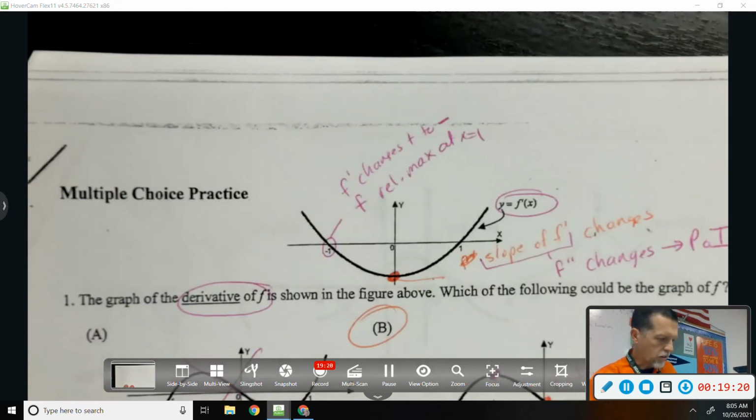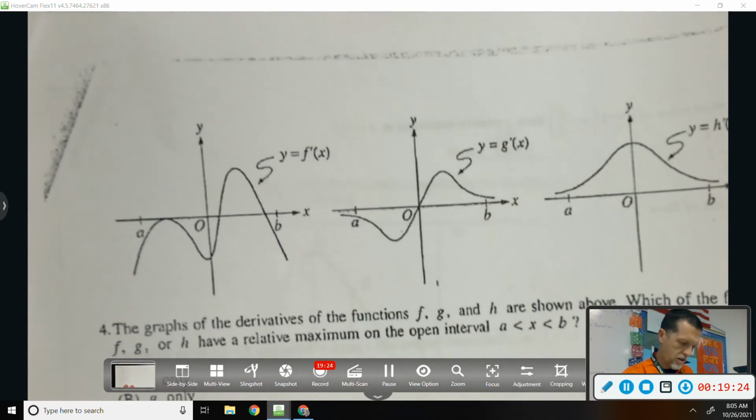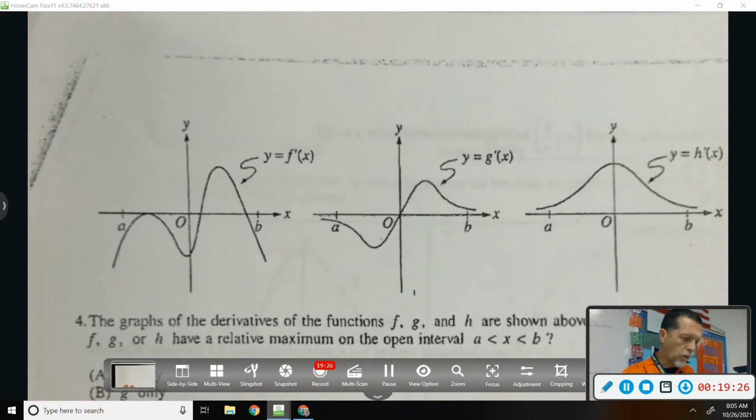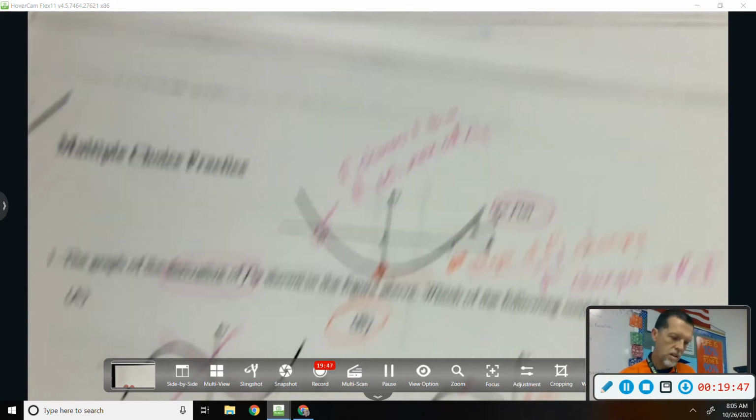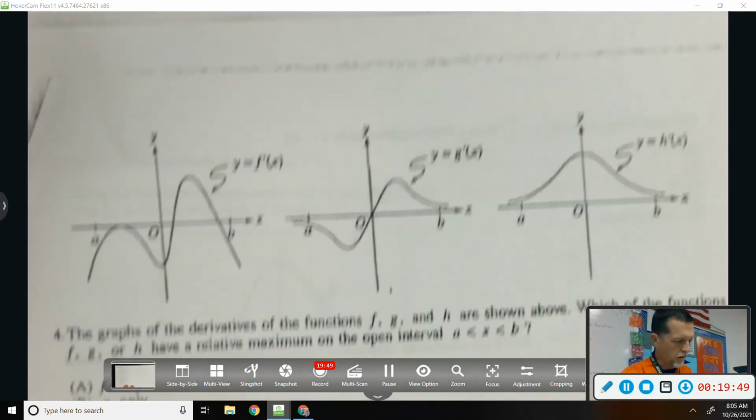Other questions from this multiple choice practice? There will be. I will post a key because I found one. Yeah, if it's not posted yet, it will be. Especially since I have it right here. What else? Other questions?